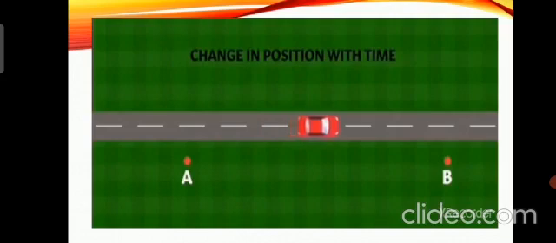Let us watch the video for uniform linear motion and non-uniform linear motion. Non-uniform linear motion. The car at point A reaches point B. When the distance traversed by the car along the straight line in unit time keeps on changing, the car changes its position with time to reach from point A to point B.